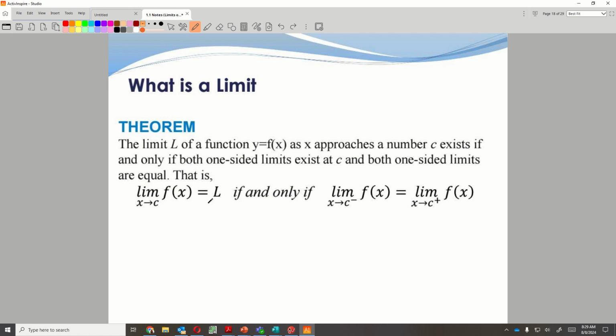Right here, limit. This is here again. The limit exists if and only if left and right go to the same number. That's what this notation means. The limit exists if and only if the left side and the right side are equal.